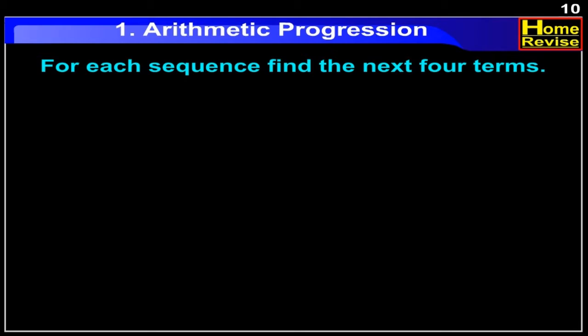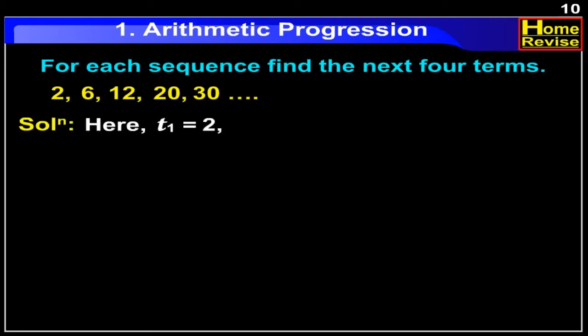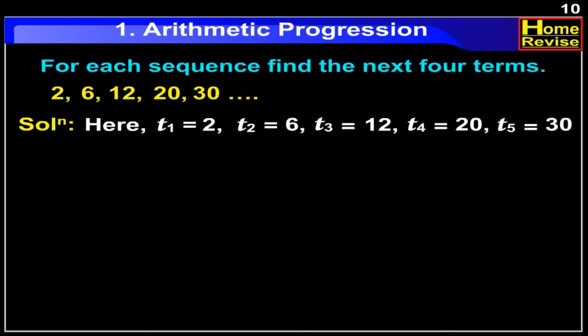For each sequence, find the next 4 terms: 2, 6, 12, 20, 30, and so on. Here, T1 is equal to 2, T2 is equal to 6, T3 is equal to 12, T4 is equal to 20, T5 is equal to 30, and so on.